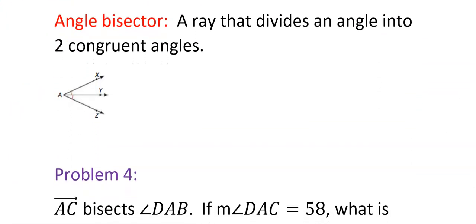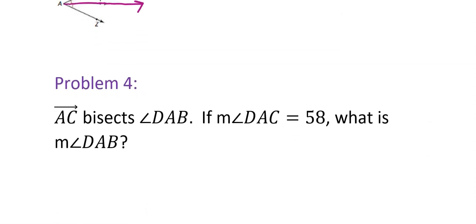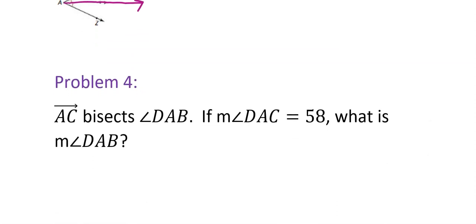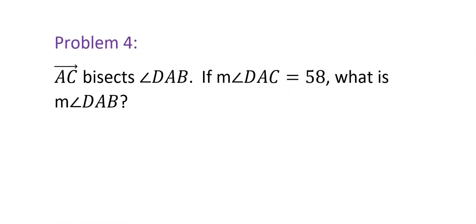An angle bisector is a ray that divides an angle into two congruent angles. So this one right here, ray AY, makes this part congruent to this one, and they are marked that way. So you can kind of see that. So when it says anything and you don't have a picture, draw a sketch of it to see if you can figure out what they're talking about.